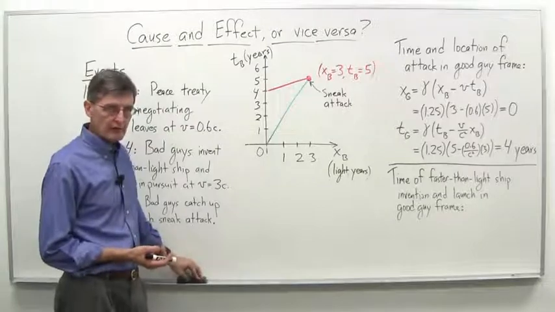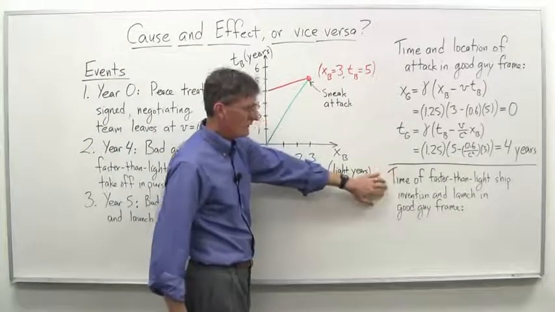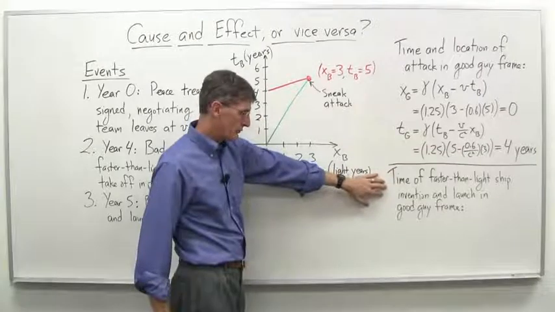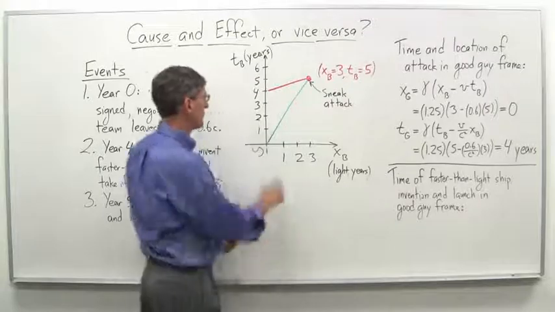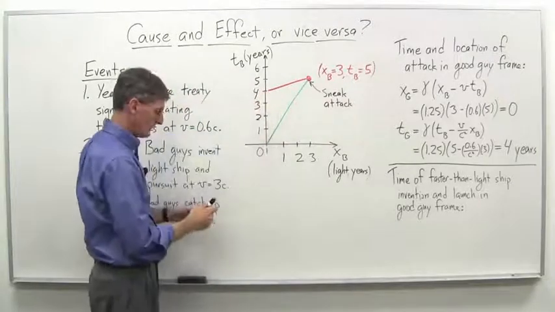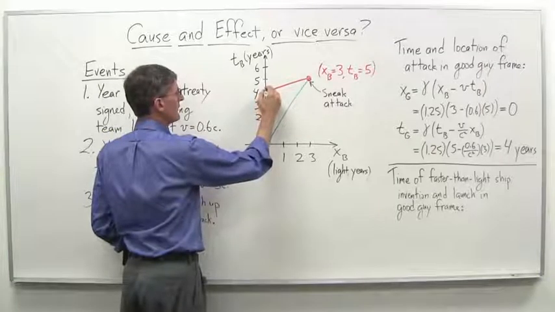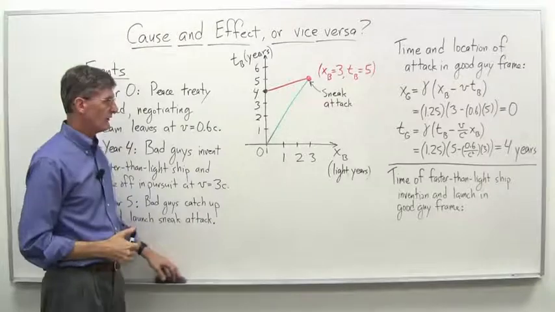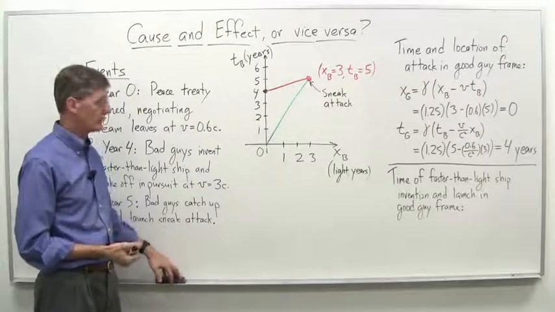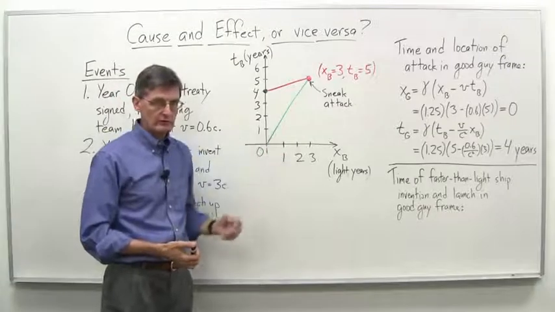Now, however, let's ask the question, what is the time of the invention of the faster-than-light ship and the launch of that ship in the good guy frame? So that's this point right here. In the bad guy frame, they launch their ship. I'll put a black mark there to indicate that's the launch of the ship, the bad guy's invention and launch of the faster-than-light ship. What time does that occur in the good guy's frame?